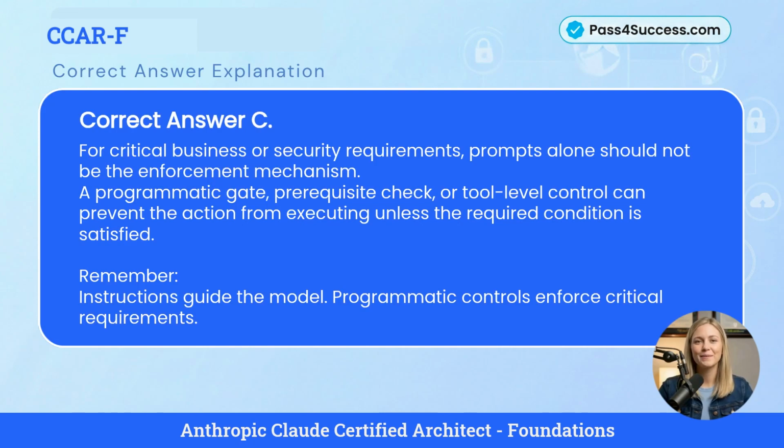Correct answer C. For critical business or security requirements, prompts alone should not be the enforcement mechanism. A programmatic gate, prerequisite check, or tool-level control can prevent the action from executing unless the required condition is satisfied. Remember, instructions guide the model. Programmatic controls enforce critical requirements.